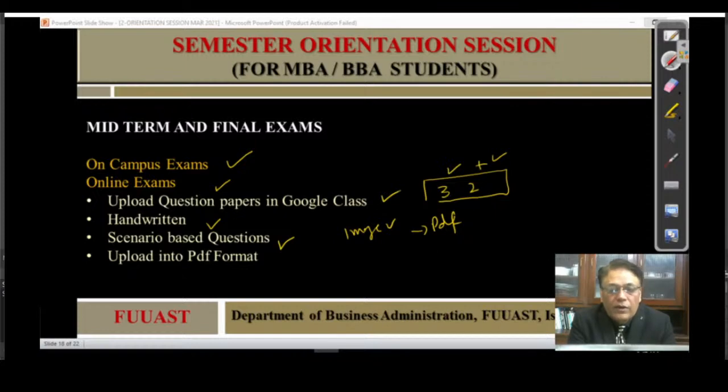For the exams, this is how the exam would be conducted. For the on-campus exams, there will be the same procedure that we already followed. And for the online exams, there will be scenario-based questions, and there will be handwritten papers, which will be uploaded in PDF format in the Google Class.